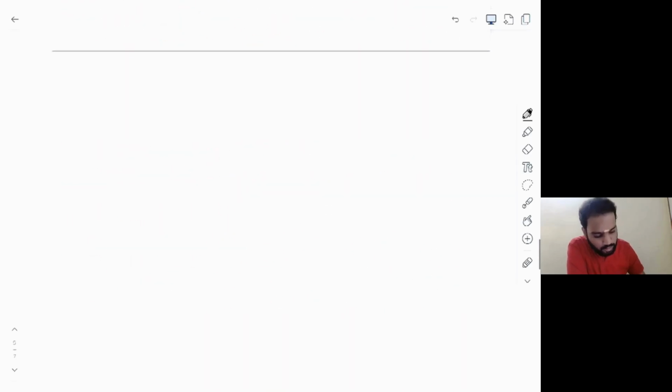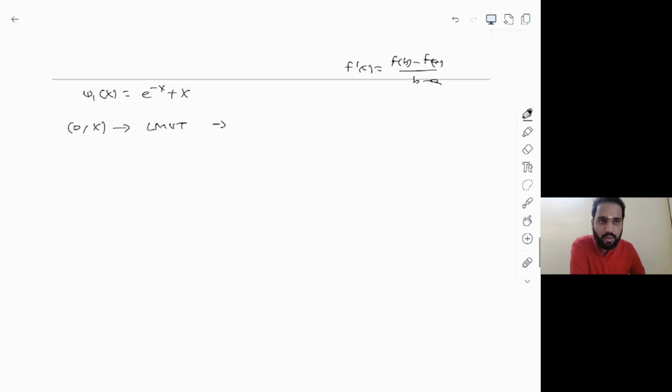Okay. So let's take this psi 1 of x function. We know that psi 1 of x is equal to e power minus x plus 1, which is already given in the question. Now I will take an interval 0 to x, where x is a positive value. x can be any positive value. In this interval, I'm going to apply LMVT for the function psi 1 of x. So what is our LMVT property for a function f? f dash of c is equal to f of b minus f of a divided by b minus a, where c belongs to the open interval a comma b. This is our LMVT, right? So I'm going to apply this LMVT for psi 1 of x in the interval 0 to x.